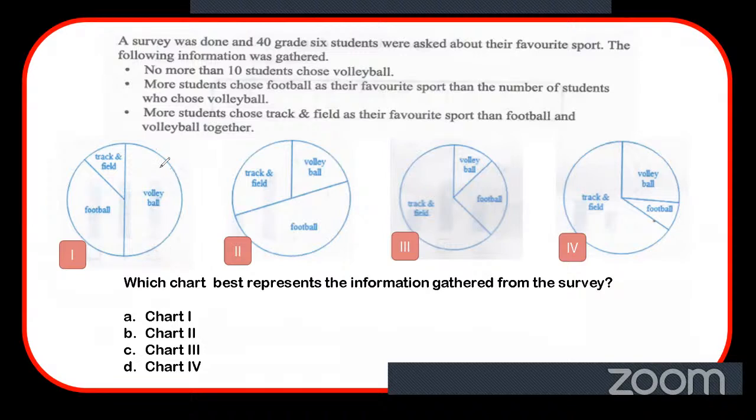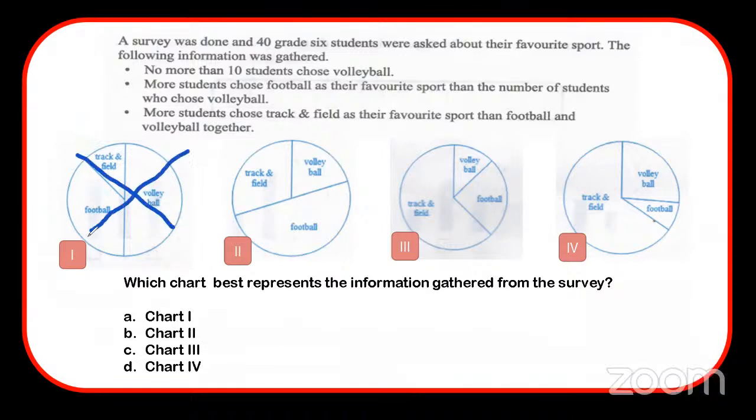On chart 1, remember it says that no more than 10 students chose volleyball. But in chart 1, it shows that 20 students chose volleyball because 20 is half of the amount. So chart 1 cannot be the correct answer. Let's look at chart 2. Now, let's also look at the other points too.